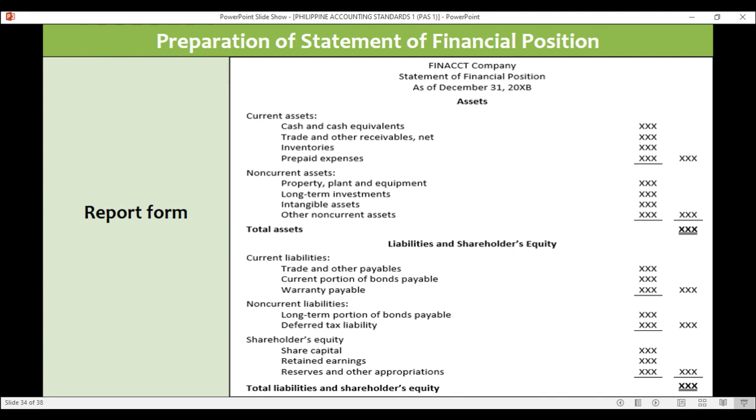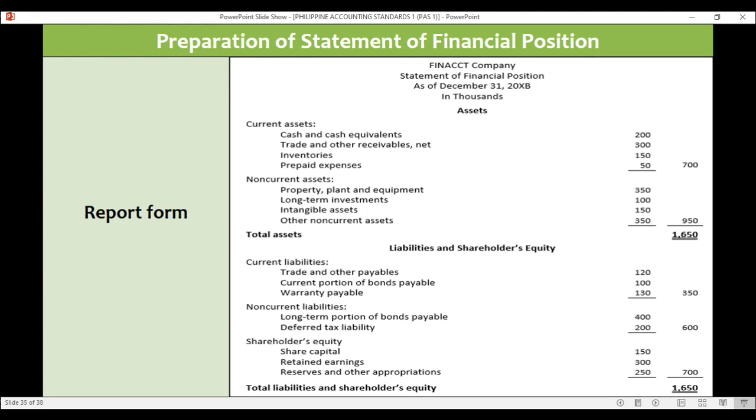First, we show the assets classified as current and non-current. Then we have the total assets. For liabilities and shareholders' equity, the company actually has the choice to present them in one combined portion. Then liabilities are classified as current and non-current. Then the bottom part has the shareholders' equity accounts. The total liabilities and shareholders' equity should balance with the total assets. So that's an example of a statement of financial position with amounts.